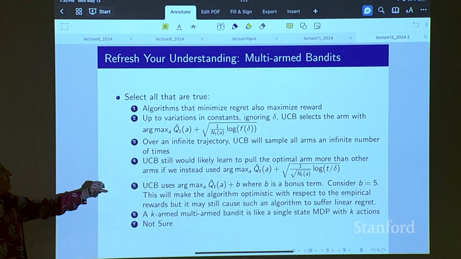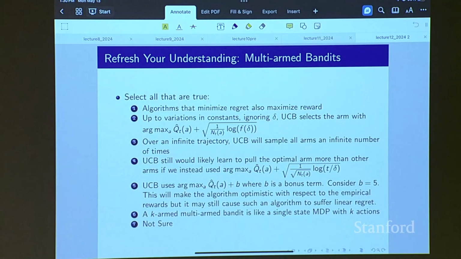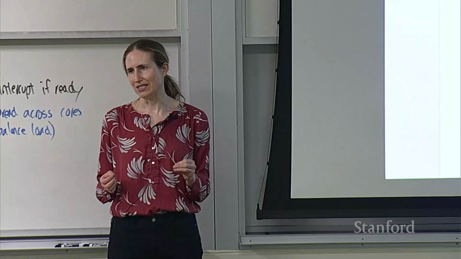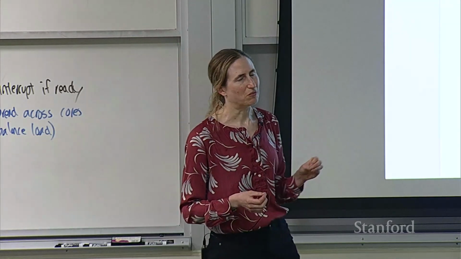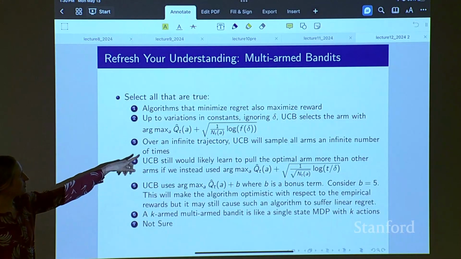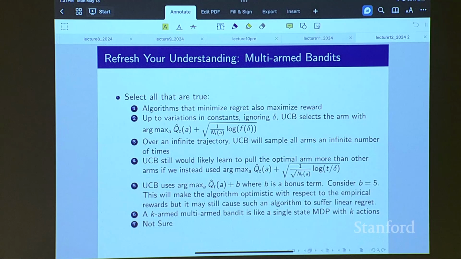Just to clarify in terms of notation, I'm using f of delta here to be a function of delta, because I was slightly loose on exactly what the dependence is on delta in terms of whether it's delta over t or what we're going to choose for that function. So I just wanted to be agnostic to that and put it as a log of a function of delta.